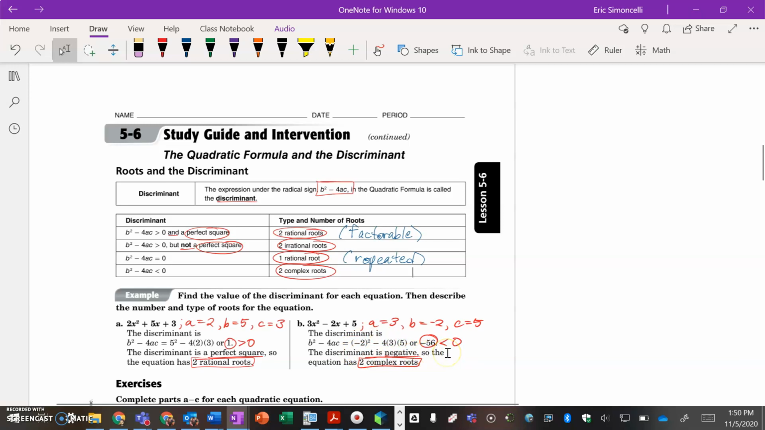Because that's less than 0, not surprisingly, we have a complex root situation. Technically, there are two complex roots in this particular problem. If you graphed it, you would see that the parabola does not cross nor touch the x-axis.